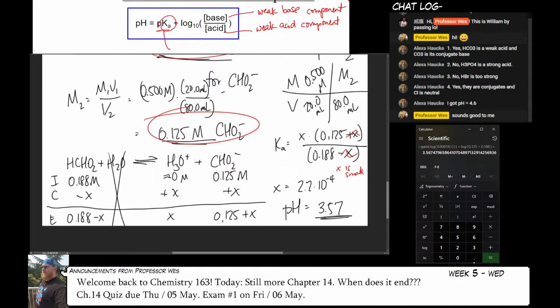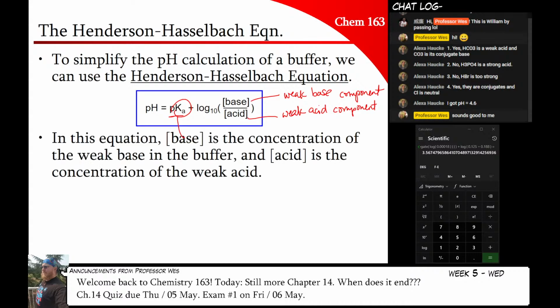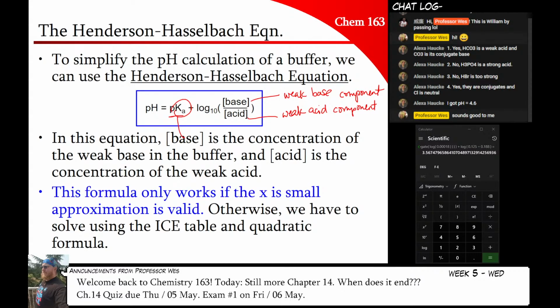So now all we need to do is the dilution part. Look up what Ka is, find the pKa, and punch it all in the equation. So this is fantastic. This makes our life so much easier with buffers. Now, there's actually two caveats. The first caveat is that the X is small approach has to be valid. If the X is small approach does not work, then we have to solve using Wolfram Alpha.